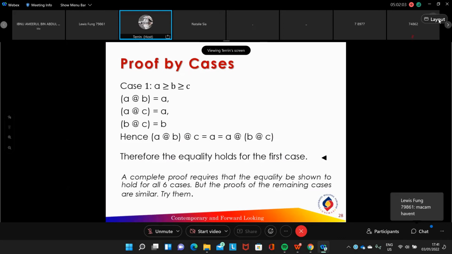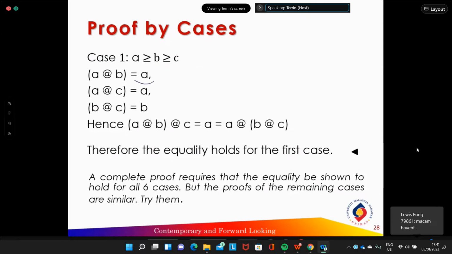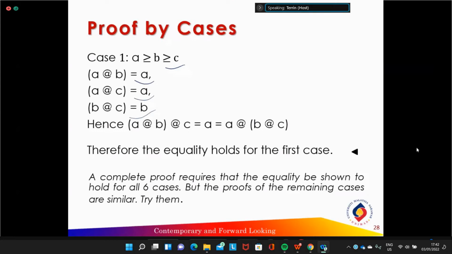So in case 1, we just show that for a and b, if a is greater than b, a is the result. Now, when a max c, we know that a is still greater than c. Finally, b max c, we know that b is greater than c. Therefore, max(a, b, c) is the same as a.